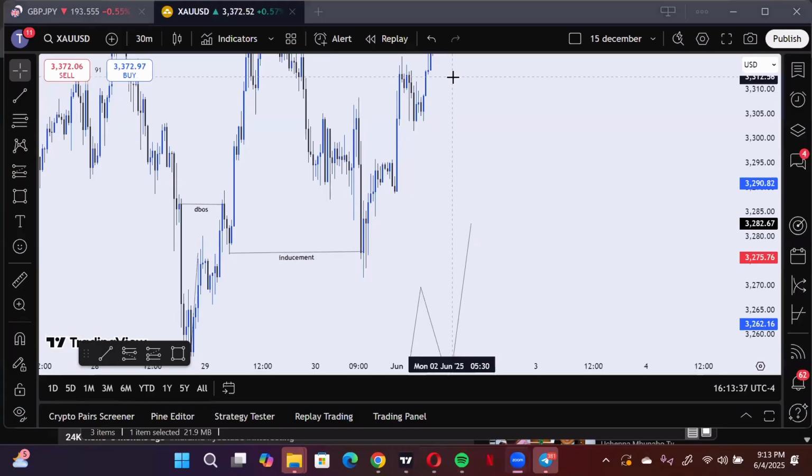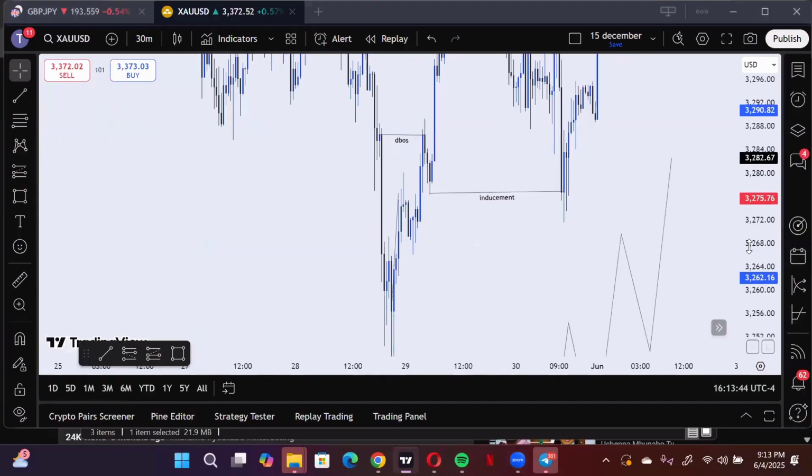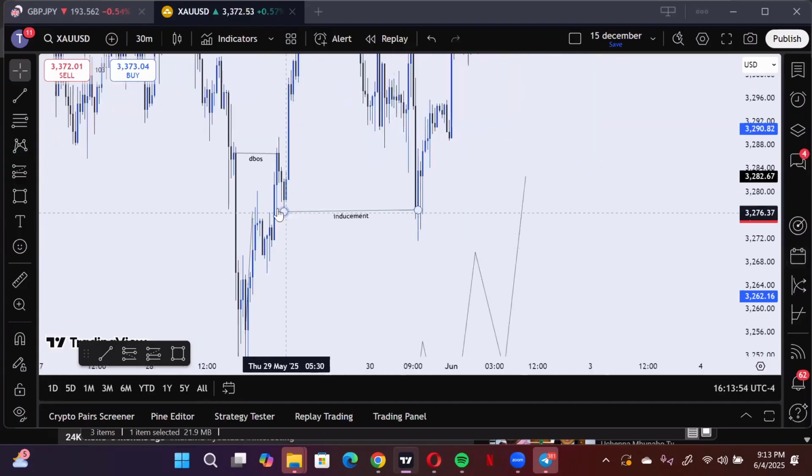The third one is the point of interest, and in this scenario we're looking for an order block. Like I said, if it's a bullish scenario, you use a bullish order block, and if it's a bearish scenario, you use a bearish order block. So we're looking for an order block that exists inside the whole structure movement. We got our double break of structure here, we got our inducement, and the next one is the point of interest.